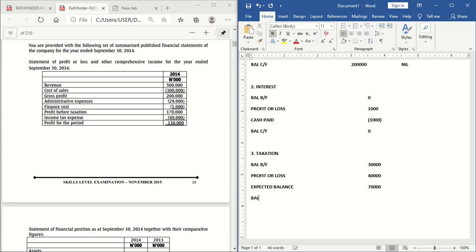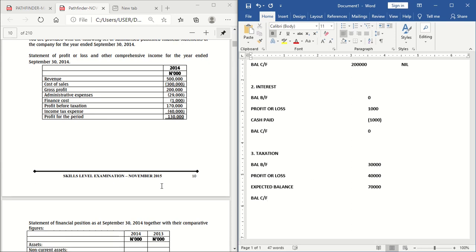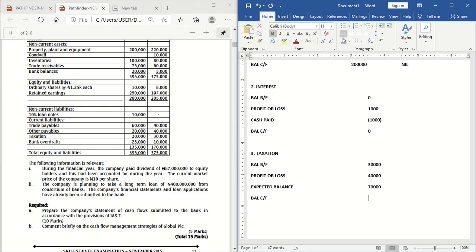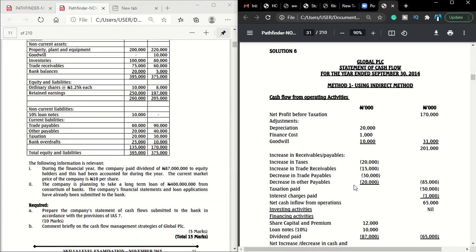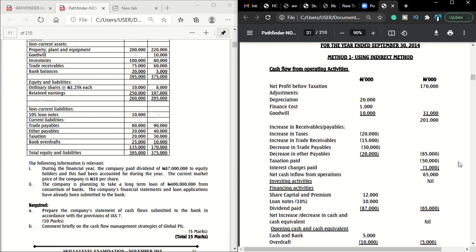But what is your actual balance? Balance carried forward. My statement of financial position shows that the taxation I'm owing at the end of the day is 20,000. For me to be owing 20,000, it means I have paid something in the year. You are expecting to owe 70,000, but you are owing 20,000. So the cash paid during the year is the balancing figure, 50,000. I will recognize that under tax paid. Coming back here, you can see that is why our taxation paid is 50,000.